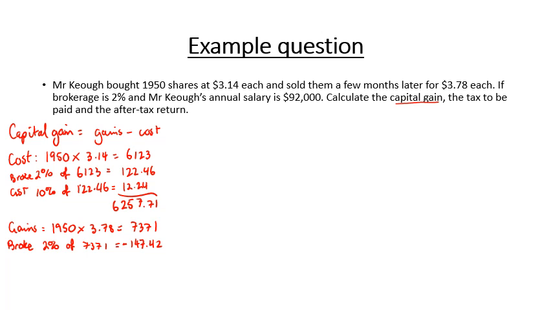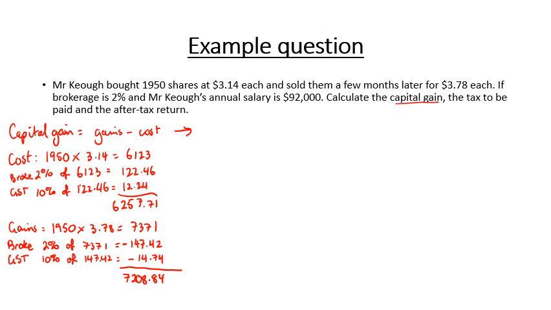And then remember, we still have to do GST again, which is 10% of the brokerage, which is $147.42. So we're going to take away 14.74. And once we've worked that out, that's going to give us a total of $7,208.84.